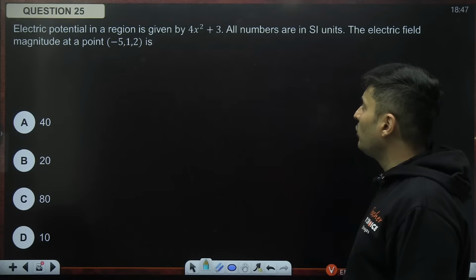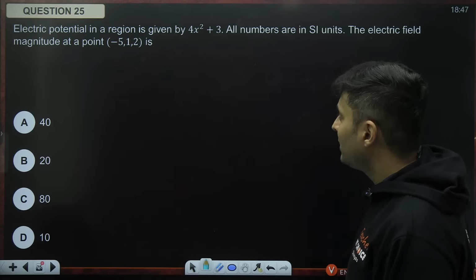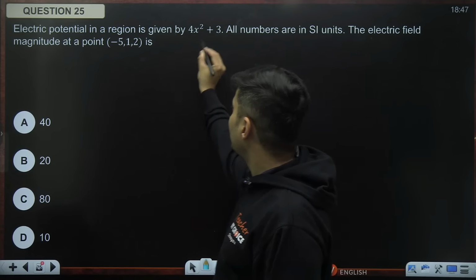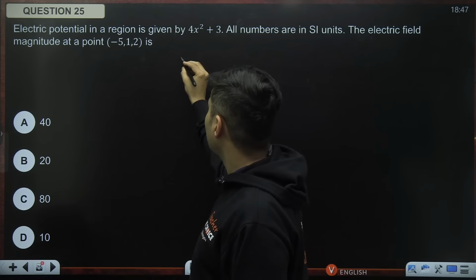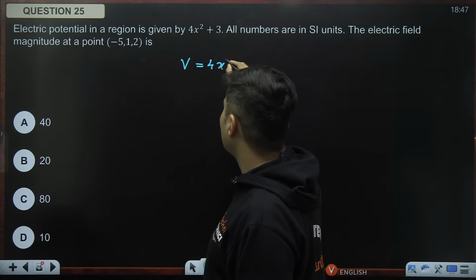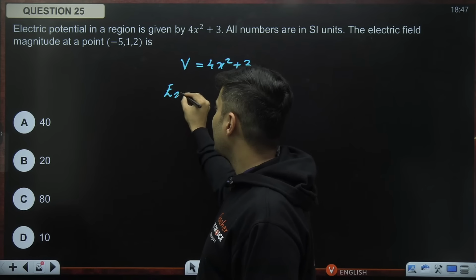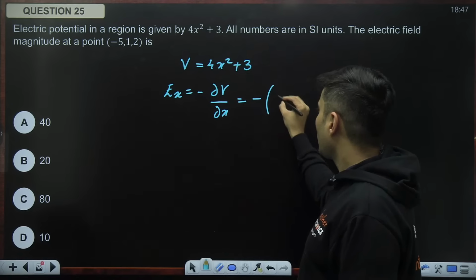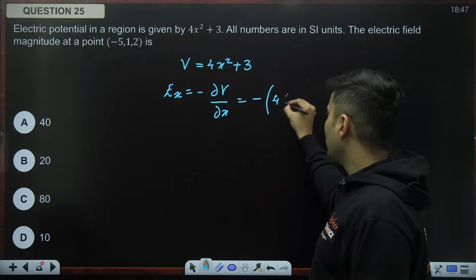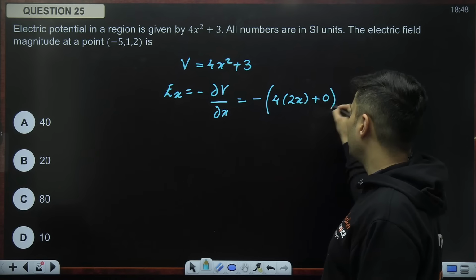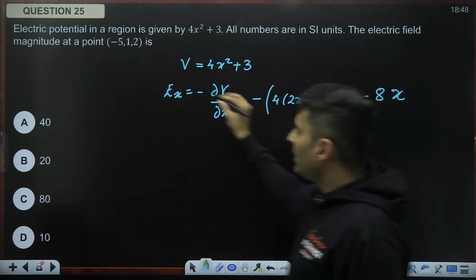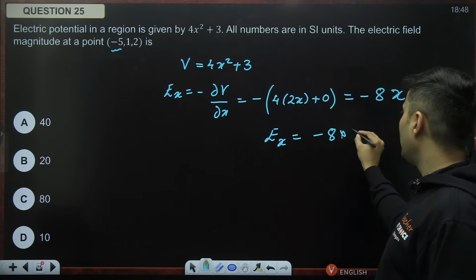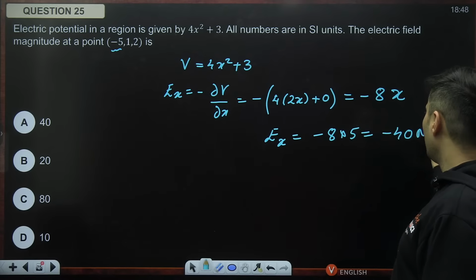Electric potential in the region is given by 4x square plus 3. All numbers are in SI units. Find the magnitude of the electric field at the point (-5, 1, 2). So V is 4x square plus 3. The electric field in the x direction will be the negative rate of change of potential with respect to x. So minus of, 4x square's derivative is 4 into 2x, the constant's derivative is 0. So minus 8x, but the x coordinate is minus 5. So the electric field along x will be minus 8 multiplied by minus 5, which is 40 Newton per Coulomb.